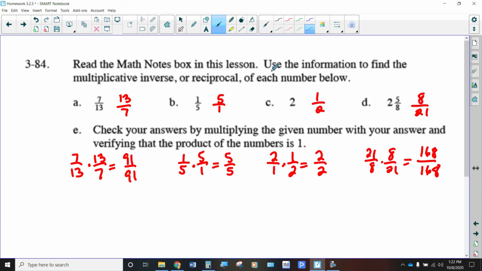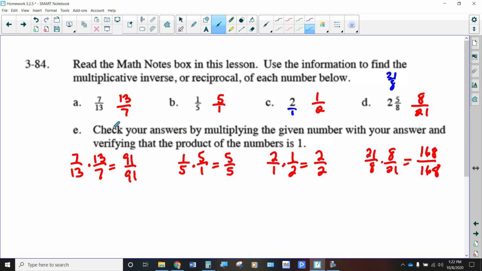Read the math notes in this lesson and write the reciprocal for each one of these numbers. So you're just flipping them upside down, right? 2, remember, it could be 2 over 1, so that's why the reciprocal is 1/2. And then 2 and 5/8 is 21 over 8, so the reciprocal is 8 over 21. Check your answers by multiplying the given number with your answer.